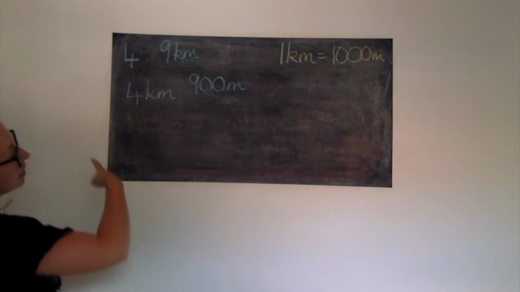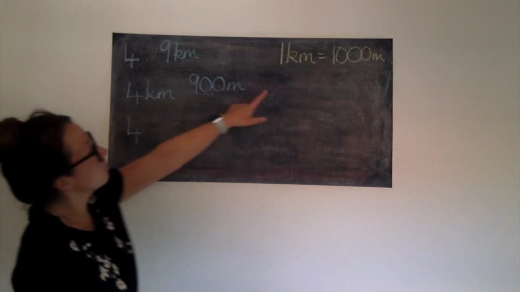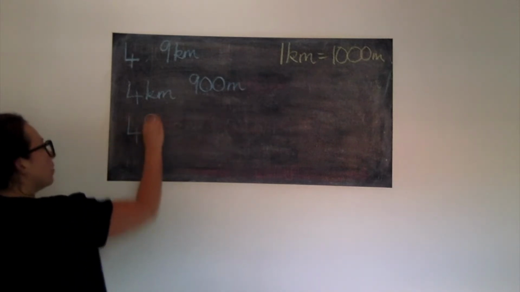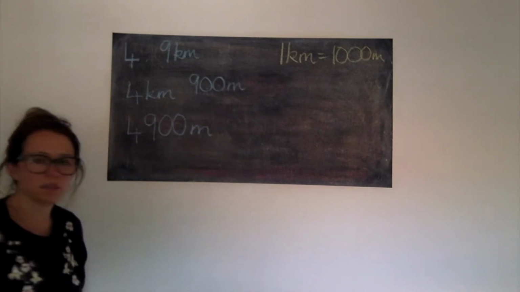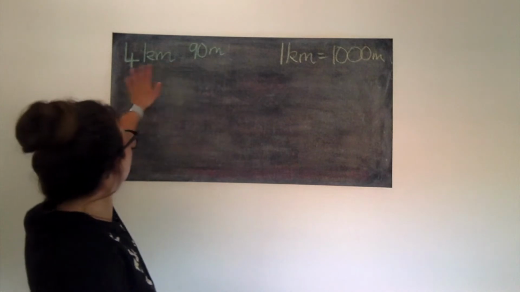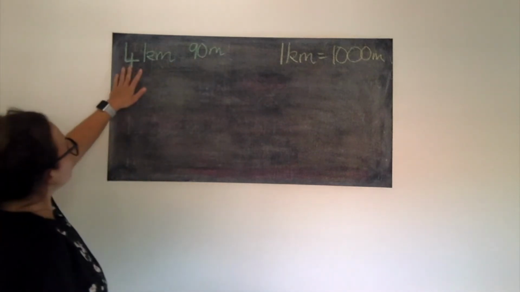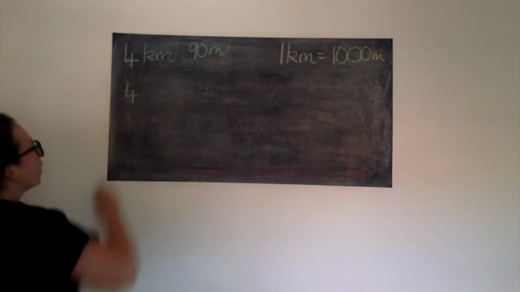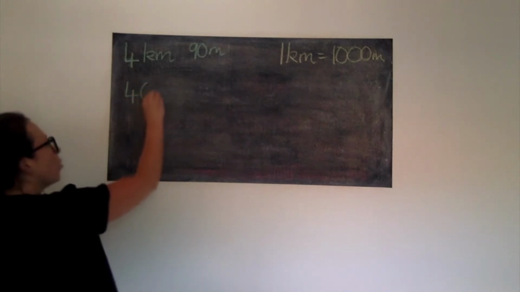Now we can turn this into metres as a whole. So the 4 kilometres is the same as 4,000 metres. 4,000 plus our 900 gives us 4,900 metres. And then last we have Mohammed, who ran 4 kilometres and 90 metres. So as metres, our 4 kilometres we know is 4,000 metres. And then 90 metres. So we haven't got any hundreds.